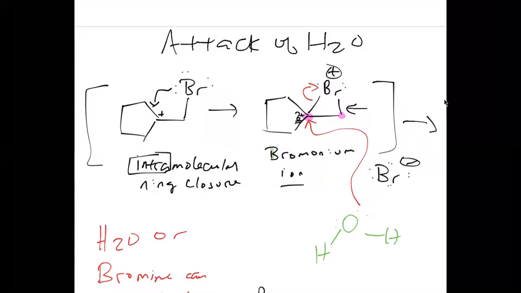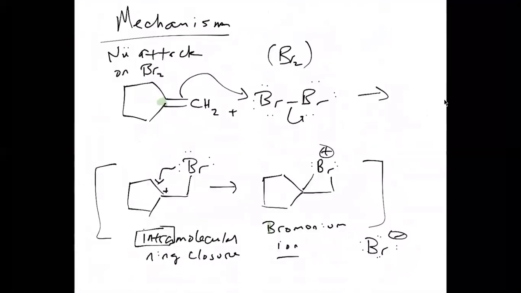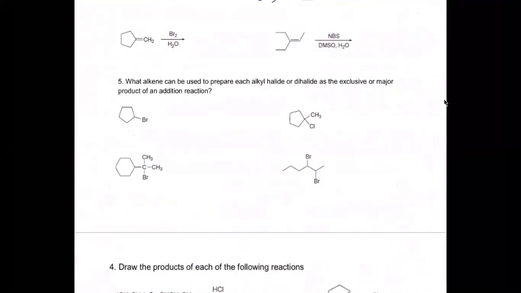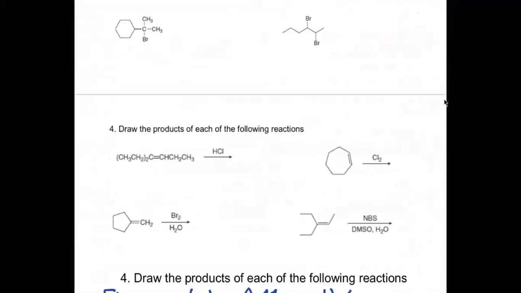All right, let's go up to some of the other examples, and then we're going to move on to another reaction. I think I'll have enough time to do hydroboration. Let me tell you about this reaction right here. This is also halohydrin formation.